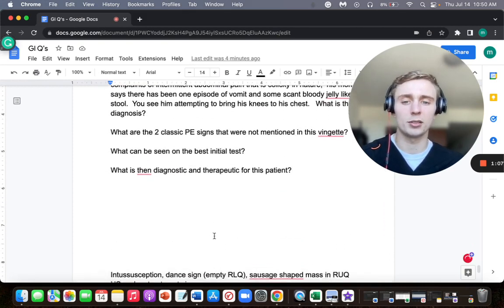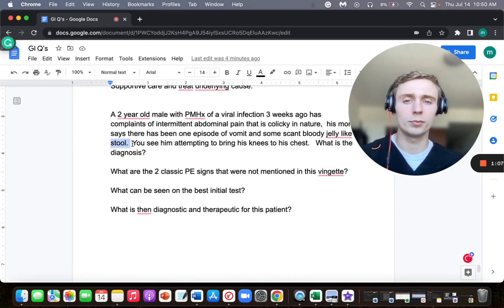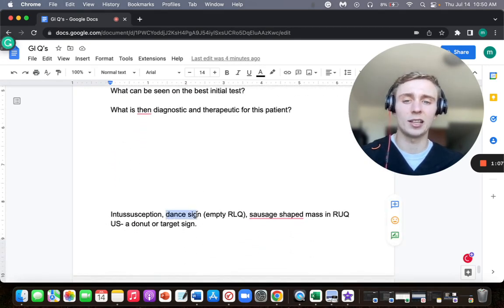So of course, intussusception. This is intussusception. All the classic signs are there. And again, that's currant jelly stools. Intussusception, the Dance sign is that physical exam sign that was not shown in the vignette. That's an empty right lower quadrant. When you have that intussuscepted piece of bowel that moves up, you're going to have some lack of stuff in the right lower quadrant because you just moved it basically to the right upper quadrant in the kid. So that's Dance sign, empty right lower quadrant.